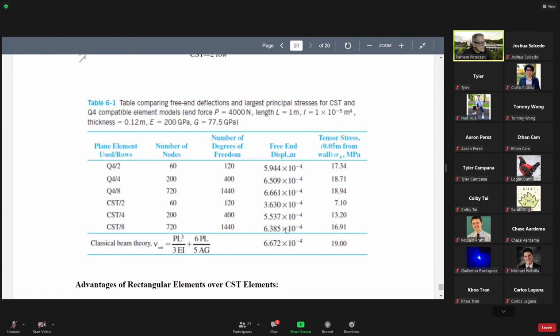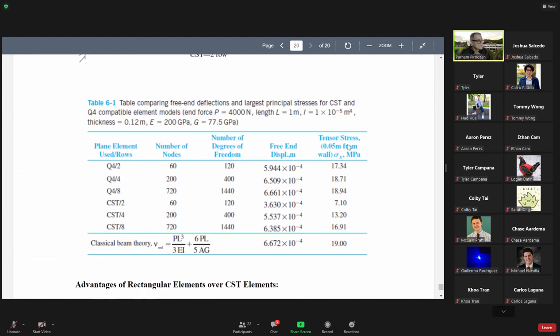What do you think? Which one is behaving better, quadrilateral or triangular? Which one do you prefer? Quadrilateral. Quadrilateral overall is behaving better. Even with just 2 rows, we get this and very quickly it converges, versus 3.6, which is not very impressive. Look at the stress now.